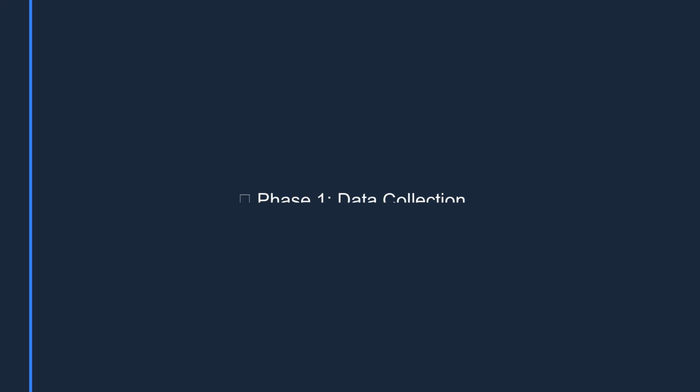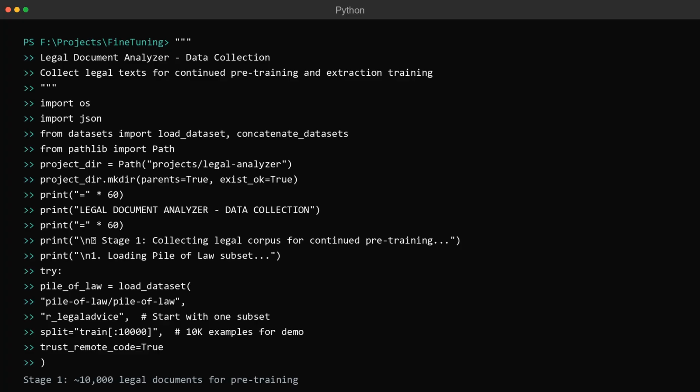Phase 1, Data Collection. The data collection script handles 3 distinct jobs. First, it creates a clean project directory structure, a small thing that pays off enormously when you're juggling multiple training stages. Stage 1 loads 2 legal datasets, the Pile of Law and CUAD, the Contract Understanding Atticus Dataset. The Pile of Law gives us broad legal language coverage for pre-training. CUAD gives us annotated contract clauses for extraction training.